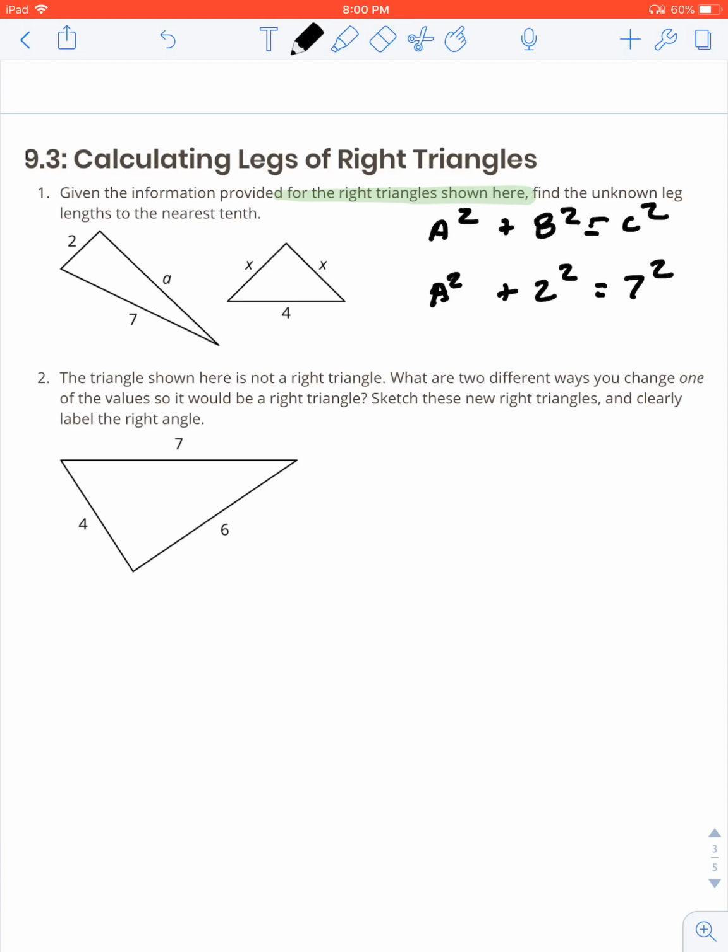Well, remember, the legs are the two shorter sides of a triangle, and in order for it to work, we're making an assumption here that a is shorter than 7. We're just taking a look at it here.